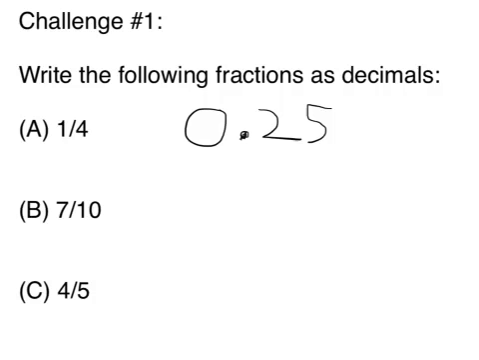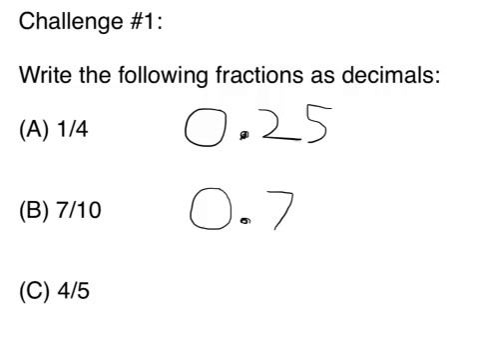So second, 7/10. Now this one, the answer is 0.7, and the reason why is because this is what we call the tenths place, right? This is the ones place, and then after the decimal point we have the tenths place. So how many are in the tenths place? Well, 7/10, right?